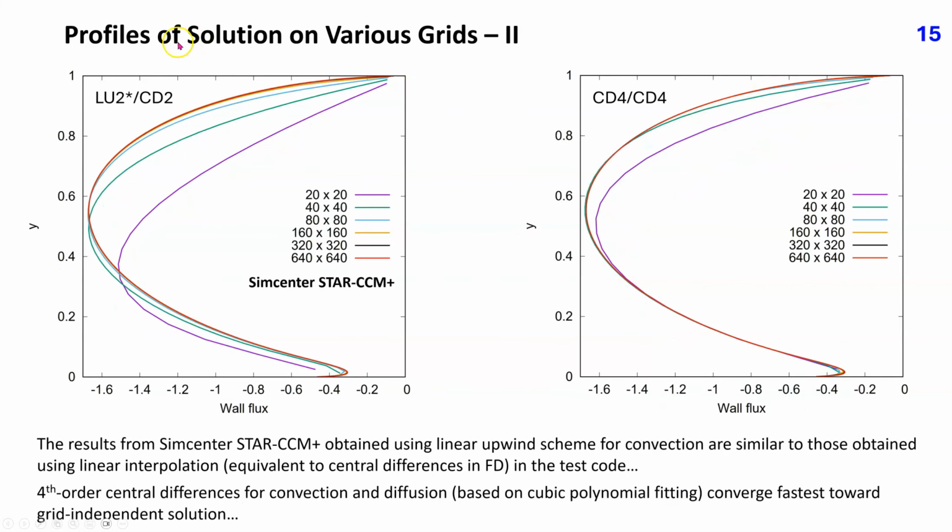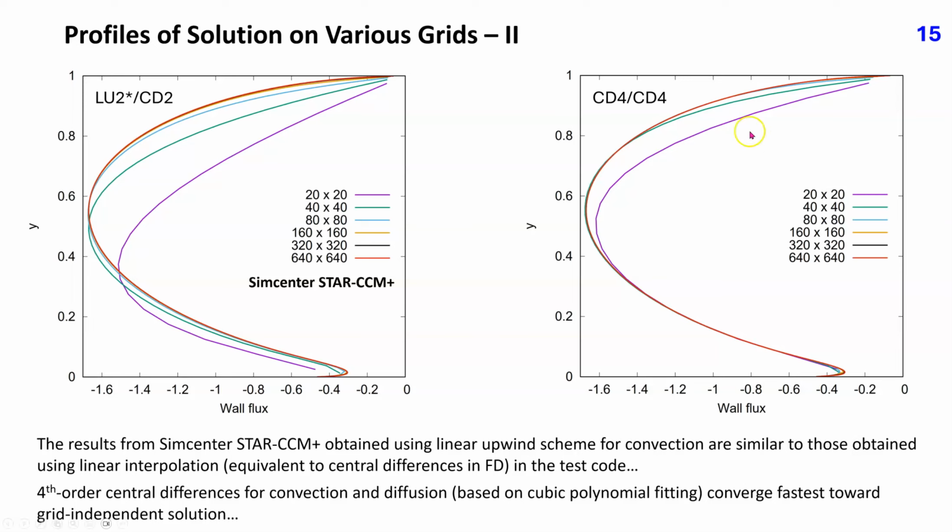In this slide, the plot on the left shows the computed variation of diffusion flux when the second-order upwind scheme is used for convection and the second-order central differences scheme for diffusion fluxes. The computation is performed using the commercial software Simcenter STAR-CCM+. The results are similar to those obtained using linear interpolation in the test code shown in the preceding slide.